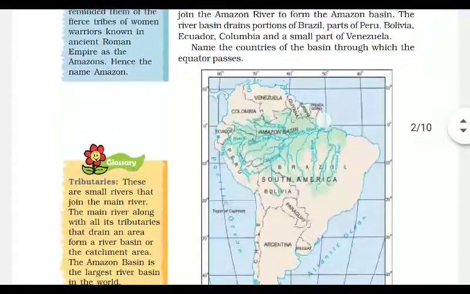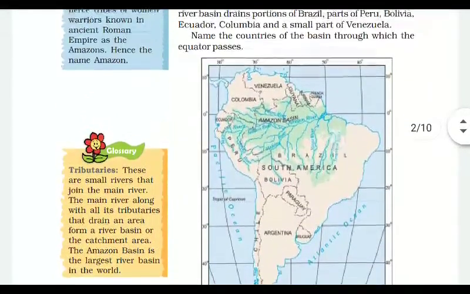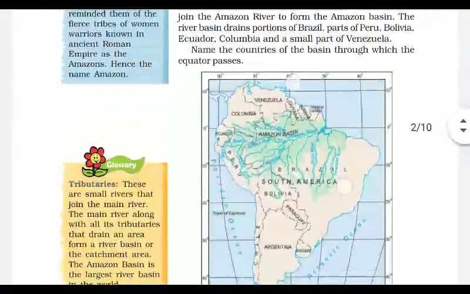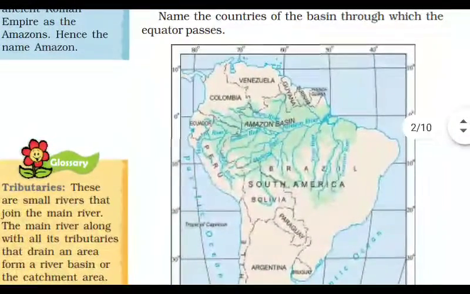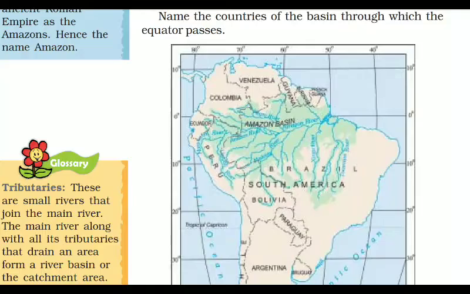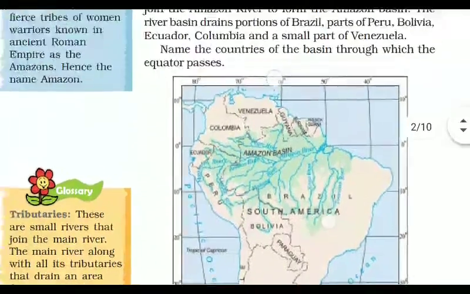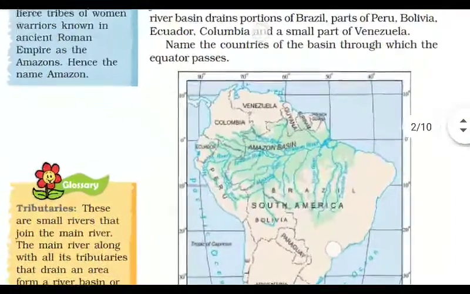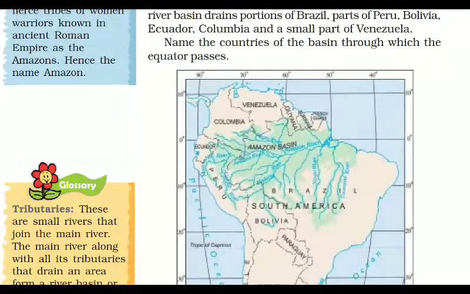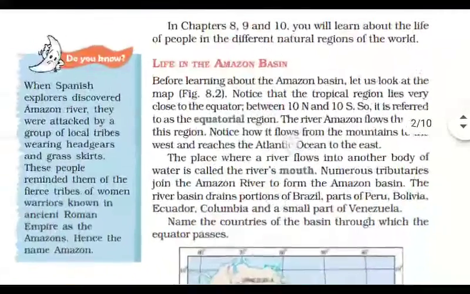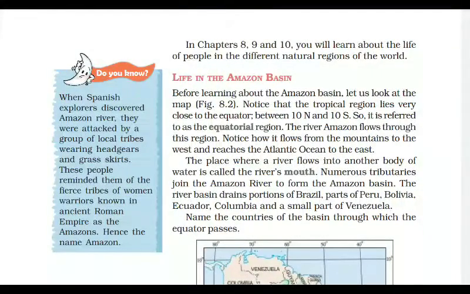In this it's South America, right? The Amazon basin you see here in the middle, and the countries around are Venezuela, Colombia, Ecuador, Brazil, Bolivia, and Peru. We see that the Amazon basin is created and many tributaries are attached to this river. Okay, let's start.